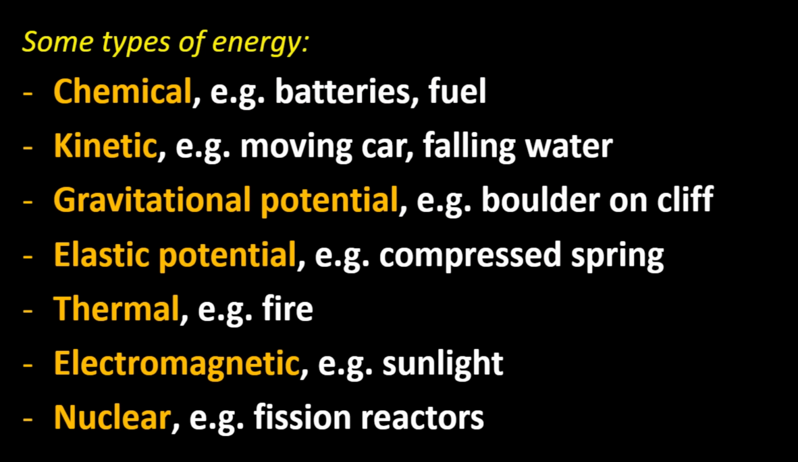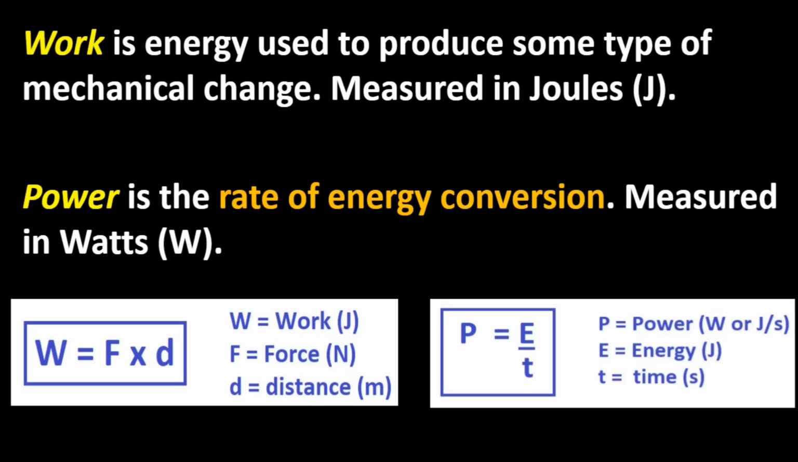Here we have several forms of energy: chemical, kinetic, gravitational potential, elastic potential, thermal, electromagnetic, and nuclear. So for example here, chemical energy in batteries are converted to electrical energy. Or when an object is falling, if you have a boulder on a cliff, it will have gravitational potential energy, but when it is falling, that would be converted to kinetic energy.